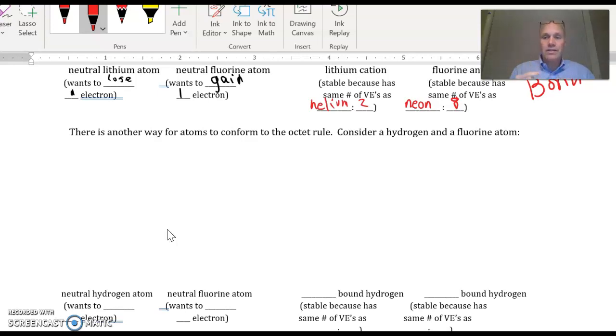The thing is that there's another way that atoms can achieve obeying the octet rule that has nothing to do with losing or gaining electrons. It actually has to do with atoms sharing electrons. So let's see an example of that.